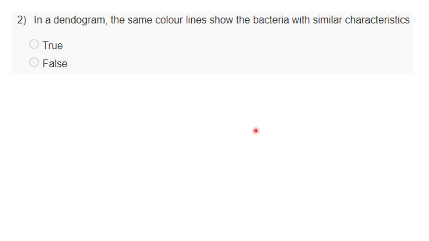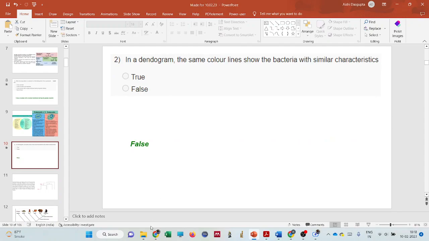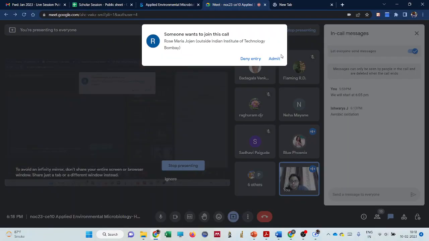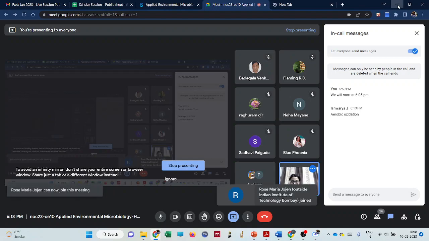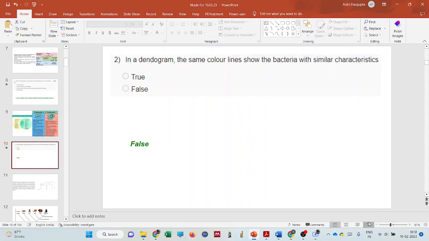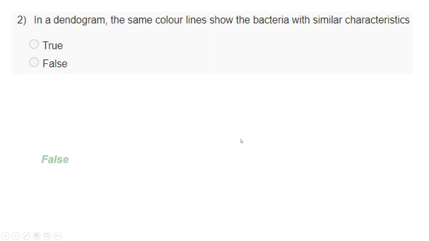Anybody would like to try? True. True. Why do you think it's true? Okay. I'll have to admit, please. Okay. I think it might be false, and I'll tell you the reason why.